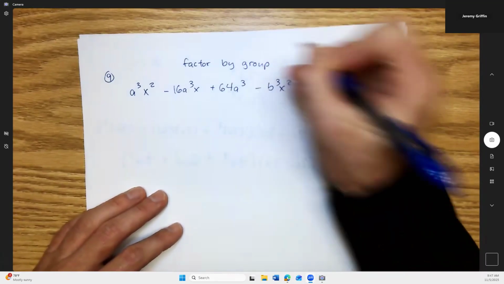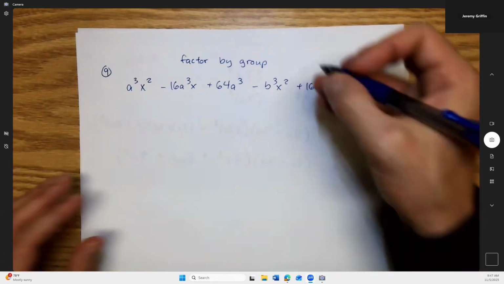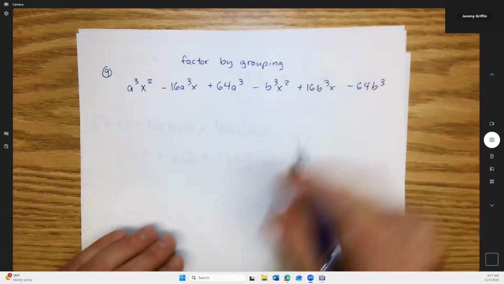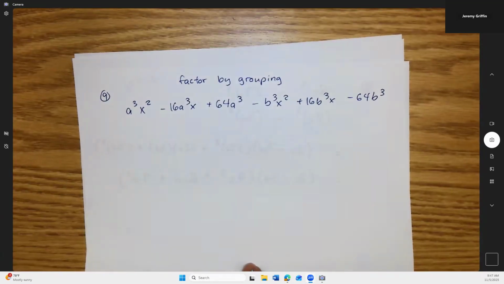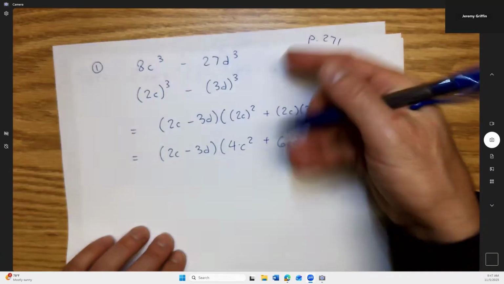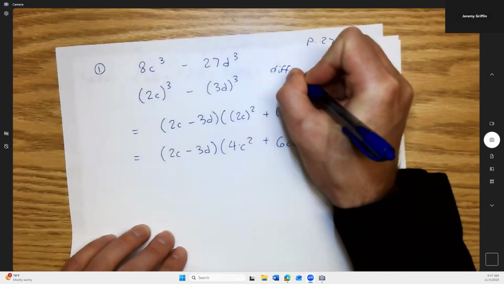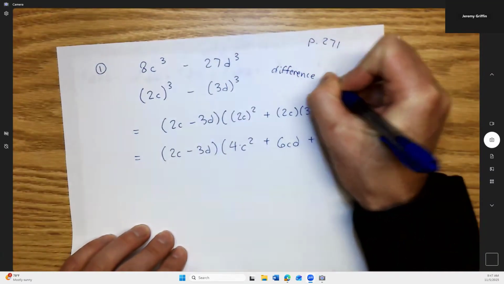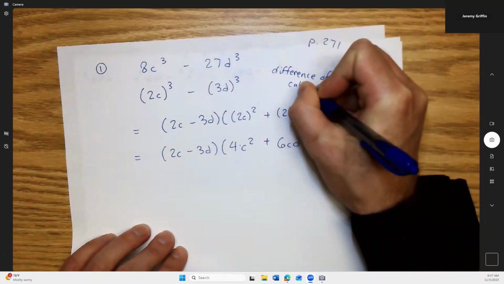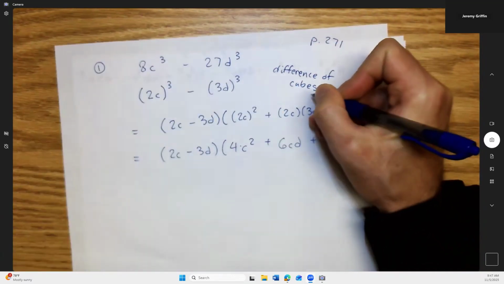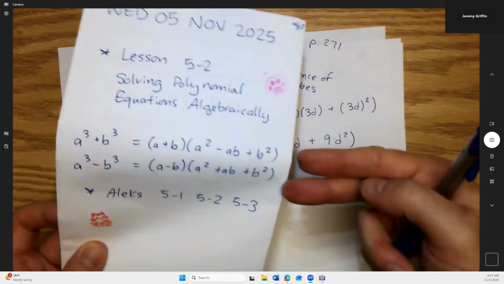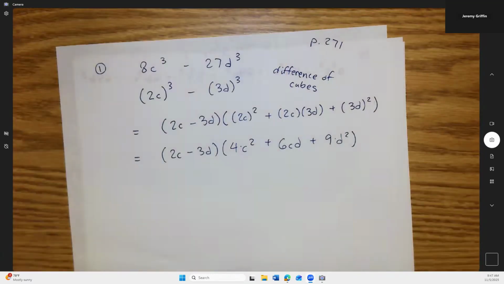Because as soon as you see the pattern, you'll see what this means by grouping. Actually, you know what I should have noted too is this fact here. This would be a difference of cubes, which is not too dissimilar from the sum of cubes. So sum of cubes and difference of cubes are right here. They tell you all these formulas on the first page of this lesson anyway.